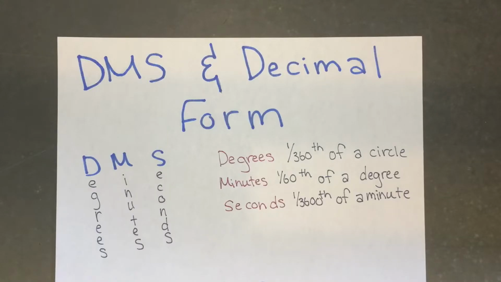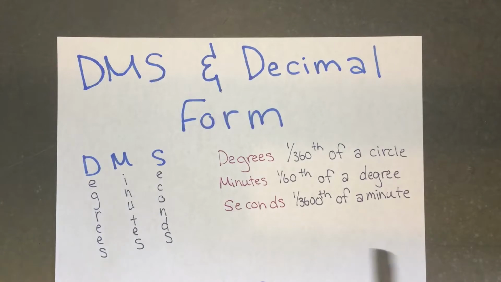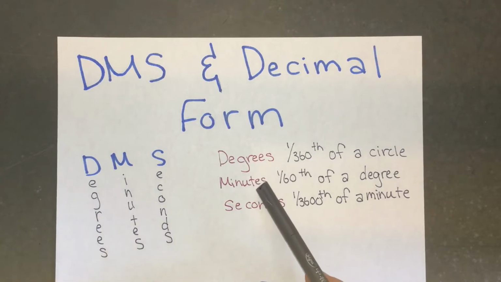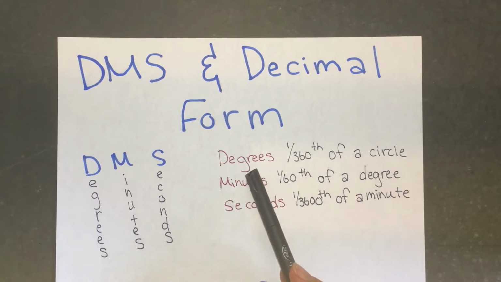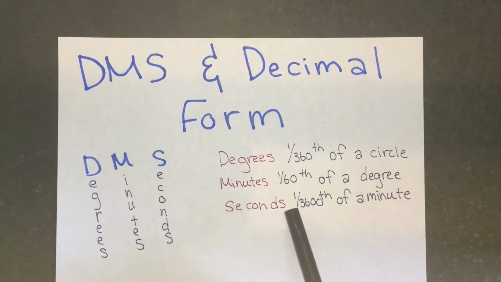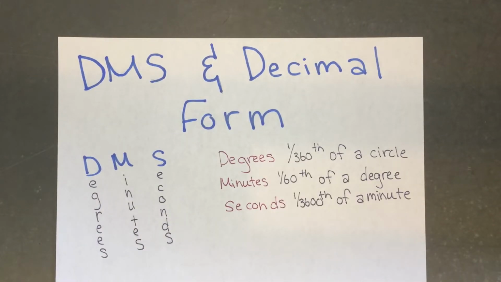The next thing we're going to talk about is DMS and decimal form. DMS stands for degrees, minutes, and seconds. So degrees is 1/360th of a circle. Now we already know a circle has 360 degrees, so that should make perfect sense. Now into the weird stuff. Minutes are 1/60th of a degree, so you're dividing the degree by 60, and seconds are 1/3600th of a minute, so you're dividing the minutes for seconds. Let's get right into it, and it might make a little more sense.